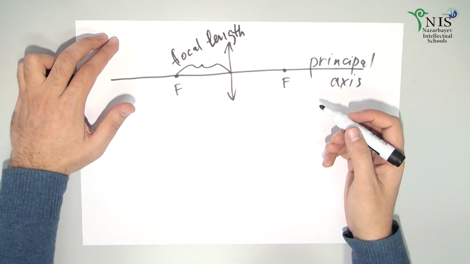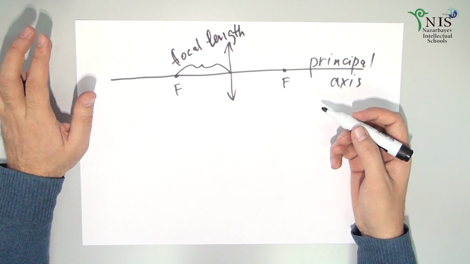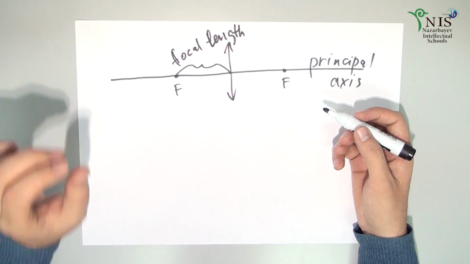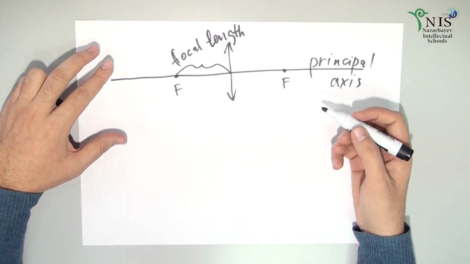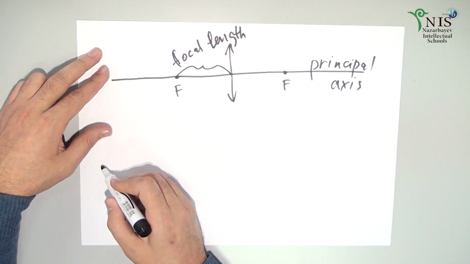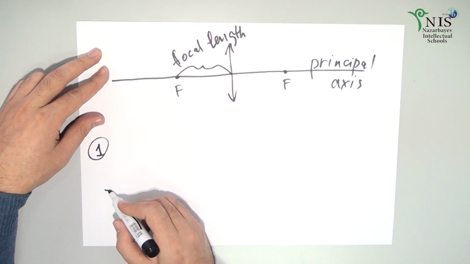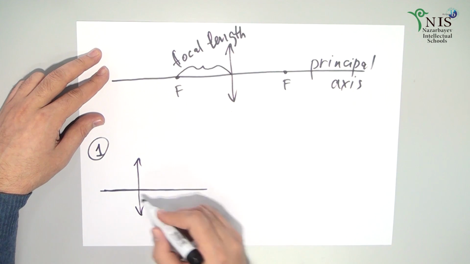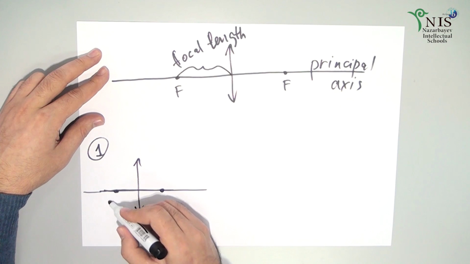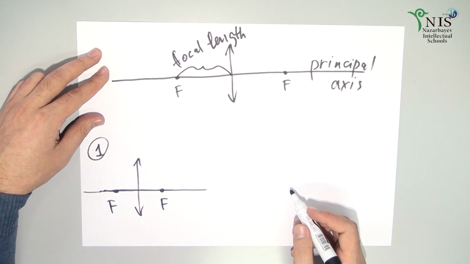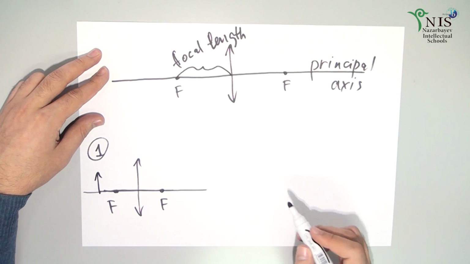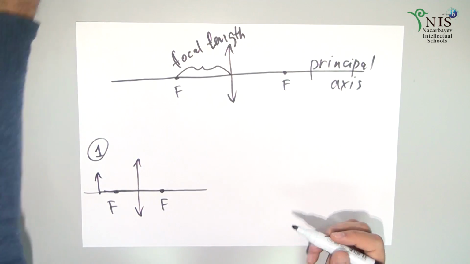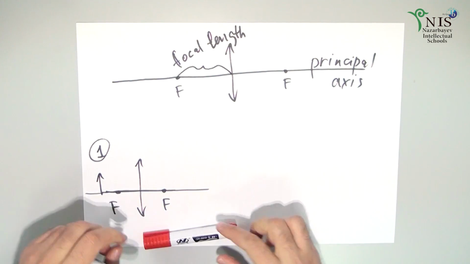And we need to learn some rules. In order to get the image of an object, we need to draw at least two rays, and there are some certain rules. For example, the first one: if we have a convex lens, and this is the principal axis, and these are two focal points, then the object is located here. The first ray to draw, let me use a different color for rays, so let's say rays in red.